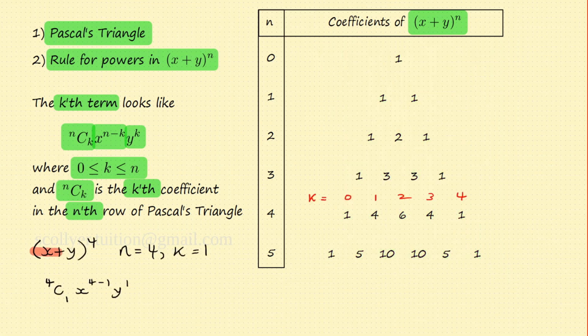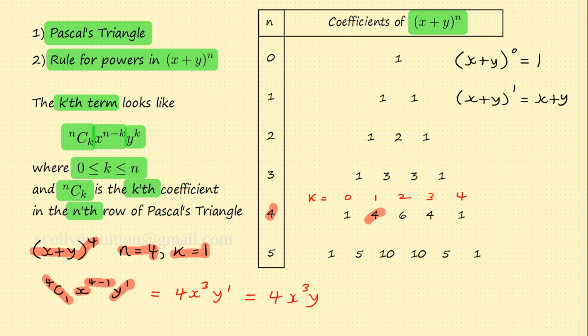Now suppose we're expanding x plus y to the power 4 and we want the term where k equals 1. Well, n will be 4 because the power is 4, and so the term we are interested in looks like 4C1 as the coefficient times x to the power 4 minus 1 times y to the power 1, and the coefficient is in the line marked 4, and k varies from 0 to 4. So we have to go to the element where k is 1, which is 4. So this expression becomes 4C1, which is simply 4, times x to the 4 minus 1, which is 3, times y to the 1, which of course simplifies to 4x cubed y.